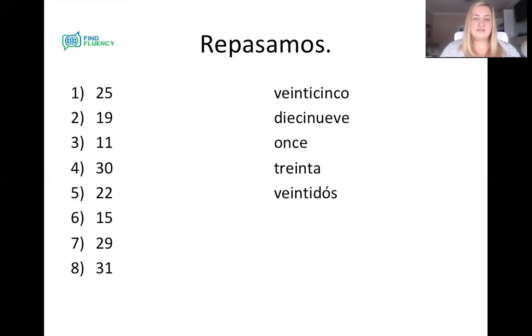Number 6 is 15. Now remember that QU sound is not a qu, it's a sort of k sound. 15. 29. And then 31.